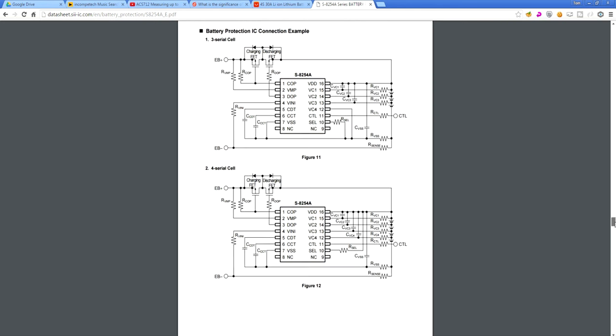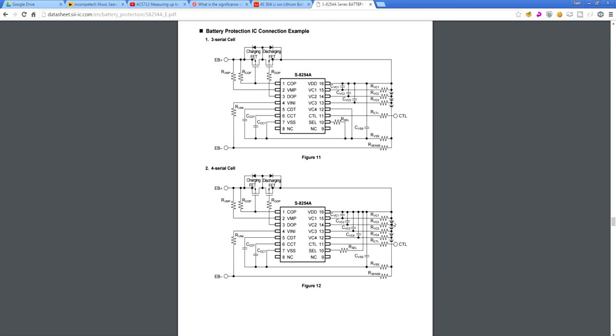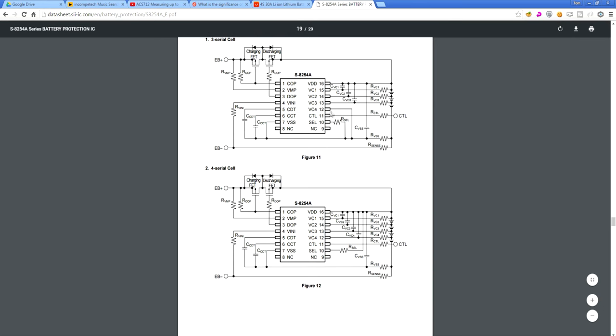So let's take a look at the circuits for both. There we have the 3-cell operation, and here below we have the 4-cell operation. These are the output pins up here that give you the voltage intervals for balanced charging and discharging, and they look remarkably similar, except pin 12 on the 4 goes to VL, I guess.